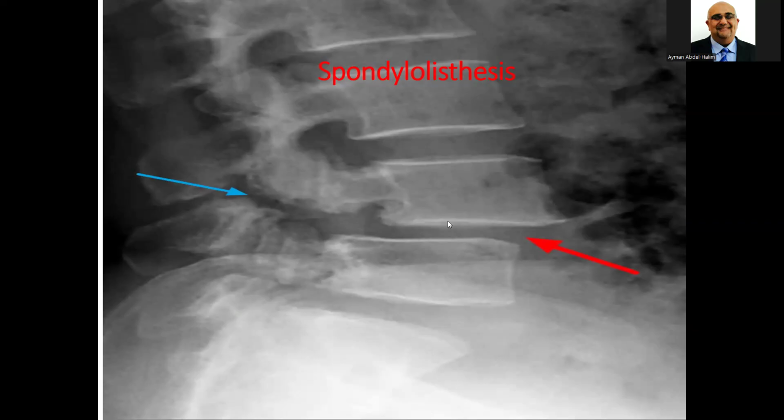Spondylolisthesis. In this picture, you have what we call pars interarticularis defect. And when you have this defect, there's a weakness in the vertebral body, and one vertebral body basically slips over the other.